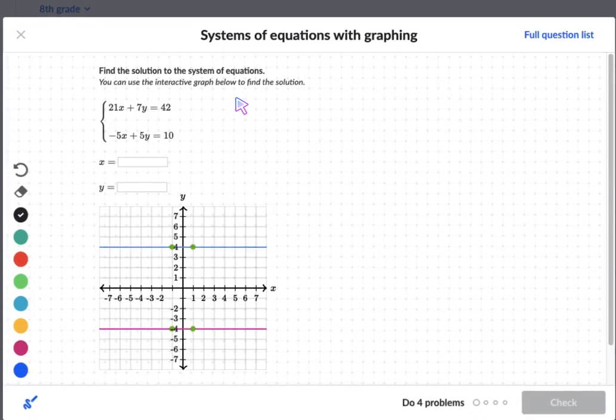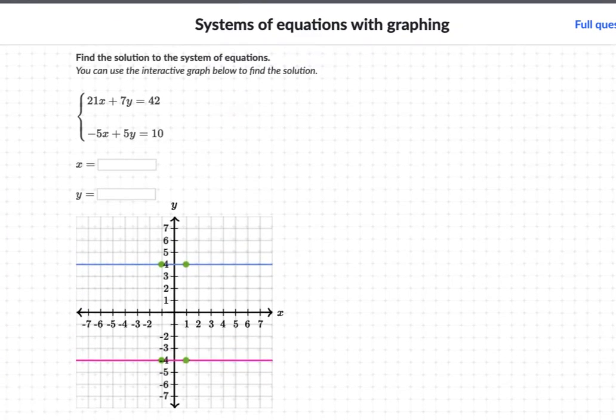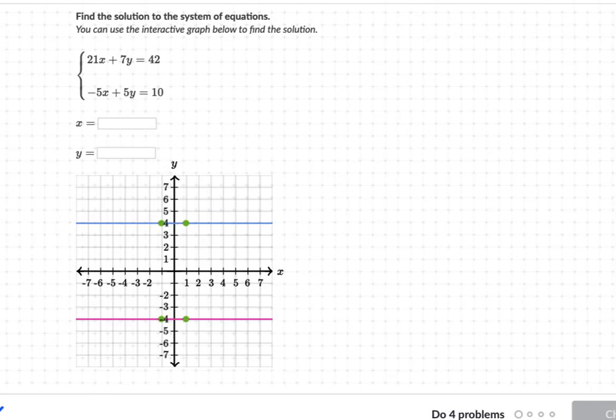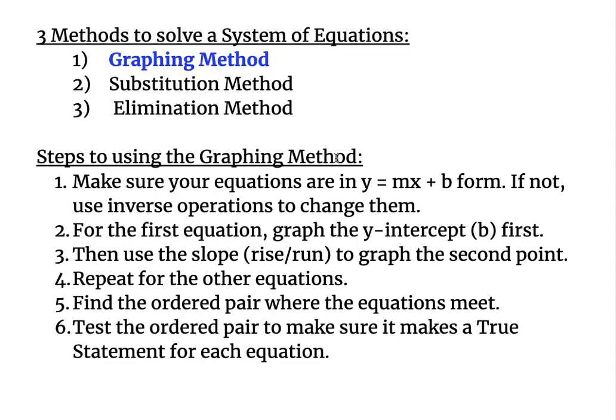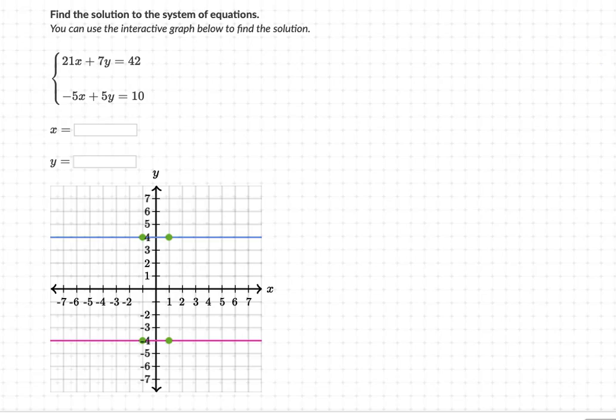So in this example, they are asking you to find the solution to the system of equations. And on Khan Academy, you can use the interactive graph to find the solution. So you can move these dots to make those lines easier. The first equation in your system is 21x plus 7y equals 42. The second is negative 5x plus 5y equals 10. And notice how they have a blank for x and y. So they're reminding you that you need two different numbers in your answer. So our first step is to make sure they're in y equals mx plus b form, which they are not. Go ahead and pause the video and try it on your own first. Do as much as you can.